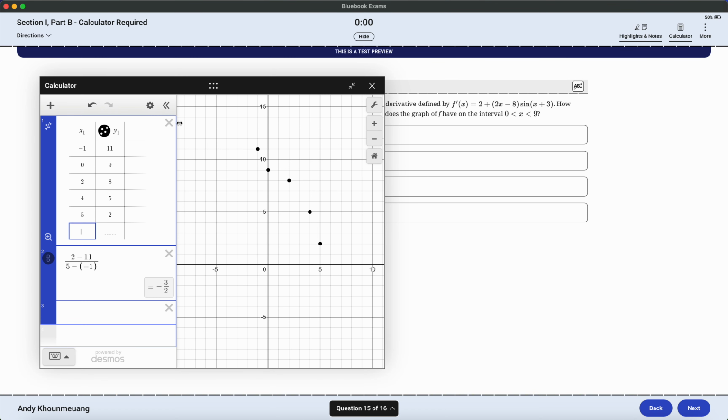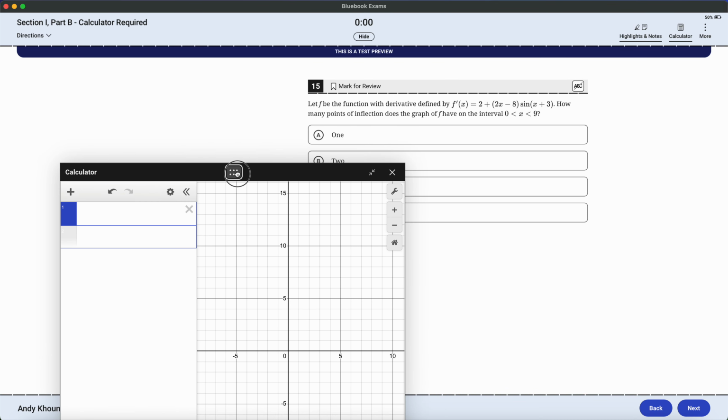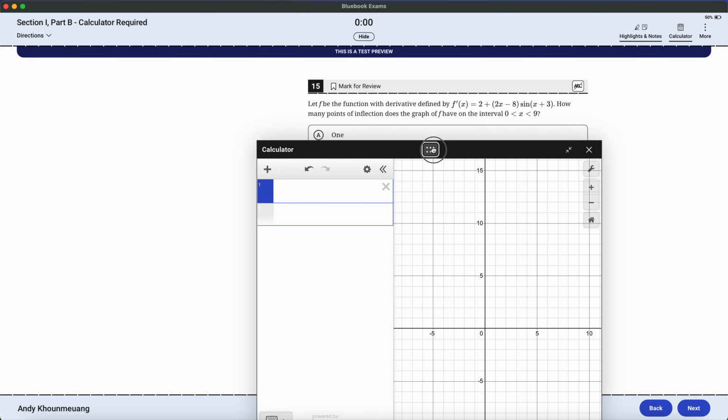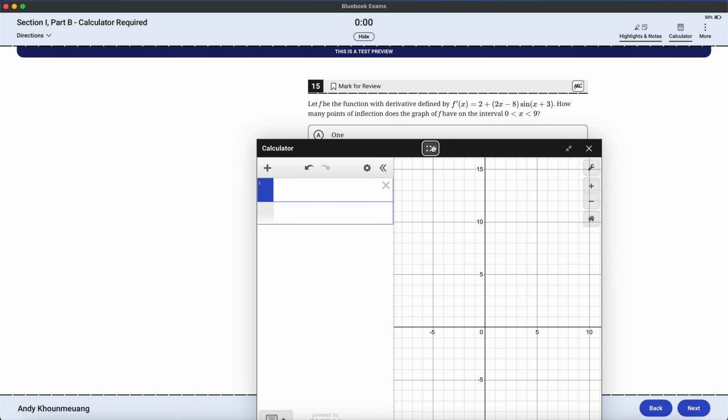I'm going to go ahead and erase that. 15 says let f be the function with the derivative defined by this lovely thing. How many points of inflection does the graph of f have on the interval from 0 to 9?